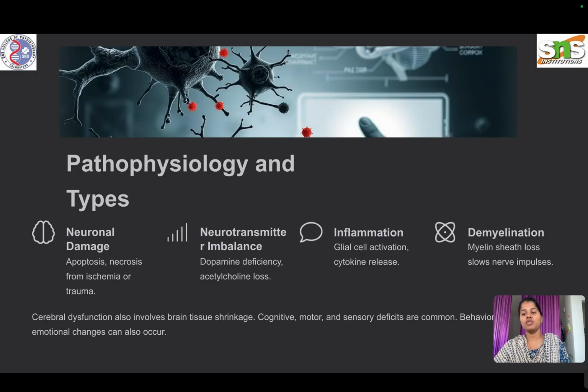Now coming to the pathophysiology and its types. When brain dysfunction occurs, several mechanisms are usually involved: neuronal damage due to ischemia or trauma leading to cell death, neurotransmitter imbalances such as dopamine deficiency or loss of acetylcholine, inflammation from glial cell activation and cytokine release, and demyelination, which slows down nerve transmission. Together these changes lead to the typical cognitive, motor, sensory, and behavioral symptoms we see in patients.